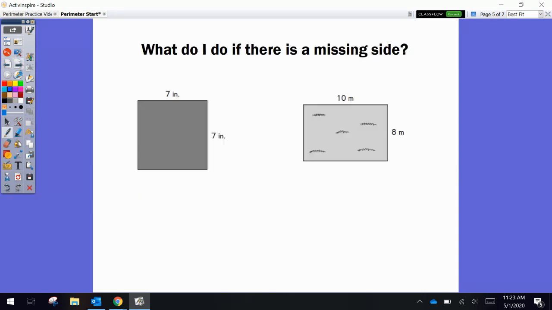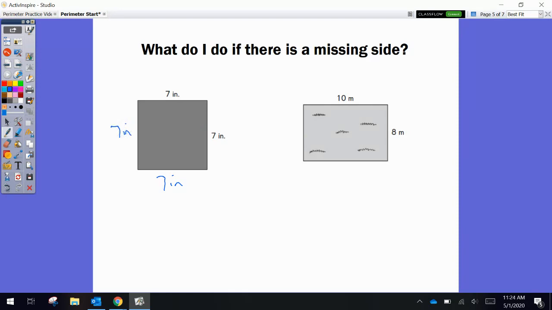Okay? All right, now, what do I do if there's a missing side? This is where your knowledge of shapes comes into play. So obviously, this shape right here is a square. It tells you that because this side is 7 and this side is 7. We're not going to say the perimeter is 14 inches, however, because we have to remember that shapes have sides that we have to account for. So if this is 7, obviously this side down here is 7. And if this is 7, then this side is 7.